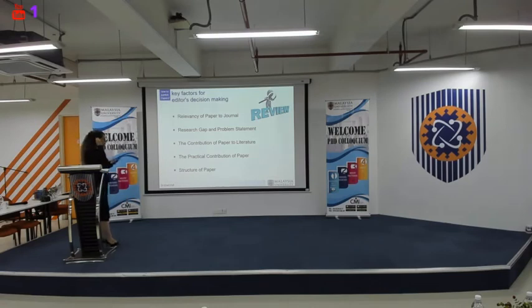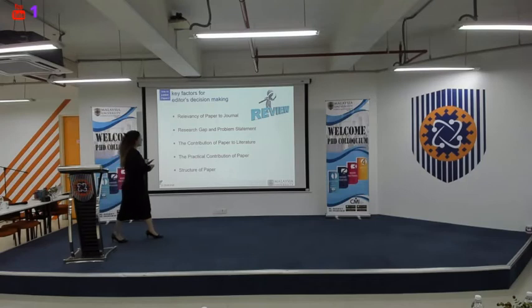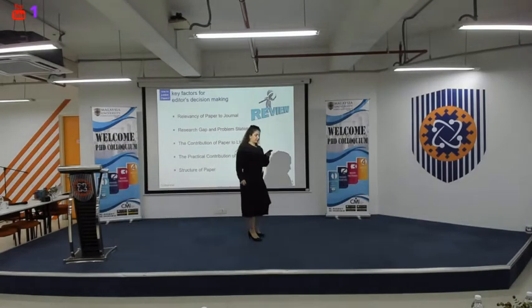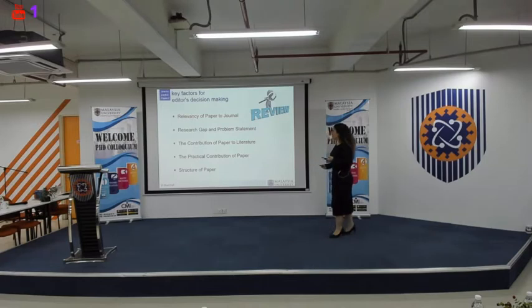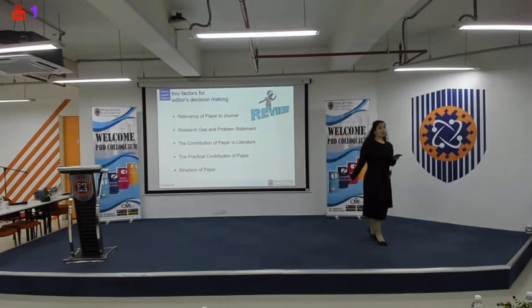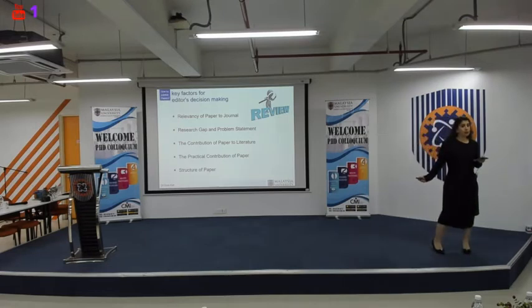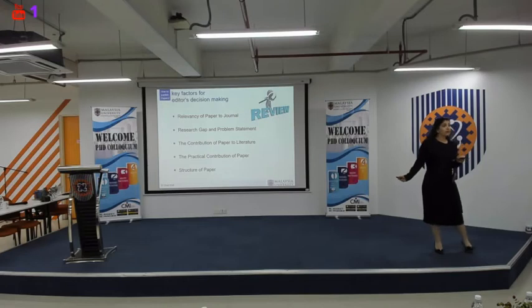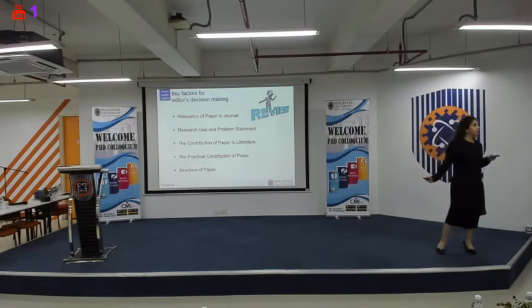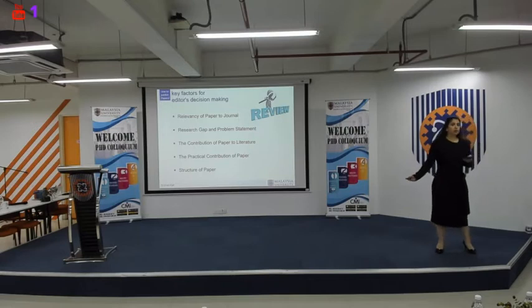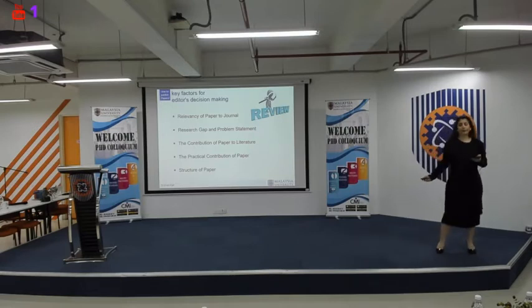Okay. So let's see what key factors editors use to decide about your paper. There are different key factors, but here I mentioned the most common key factors that affect the editor's decision making. First, relevancy of the paper to the journal. If you want to submit your paper to a journal, you should first read the scope of the journal. Maybe your paper is very good. Maybe you highlighted many important findings, but if the scope is not relevant to your paper, you may get rejection, and it's a kind of wasting time.